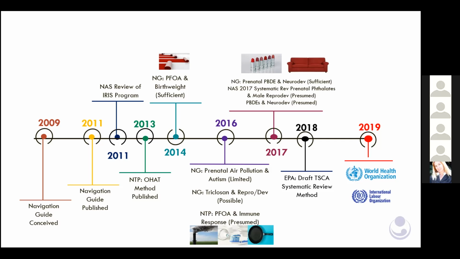A couple of other important things just to note on this timeline. You can see there in 2018, the US EPA, under the Toxic Substance Control Act, which has been implemented by the Office of Chemical Safety and Pollution Prevention, developed a systematic review method to evaluate the evidence. And that was because back in 2016, the Toxic Substance Control Act was amended by Congress.